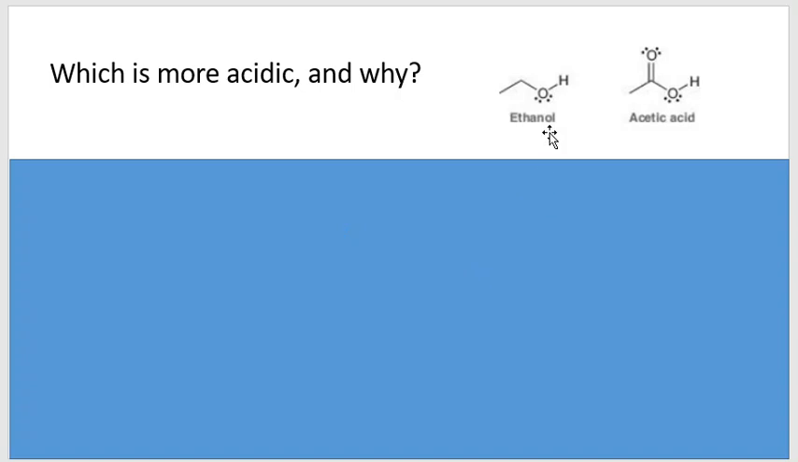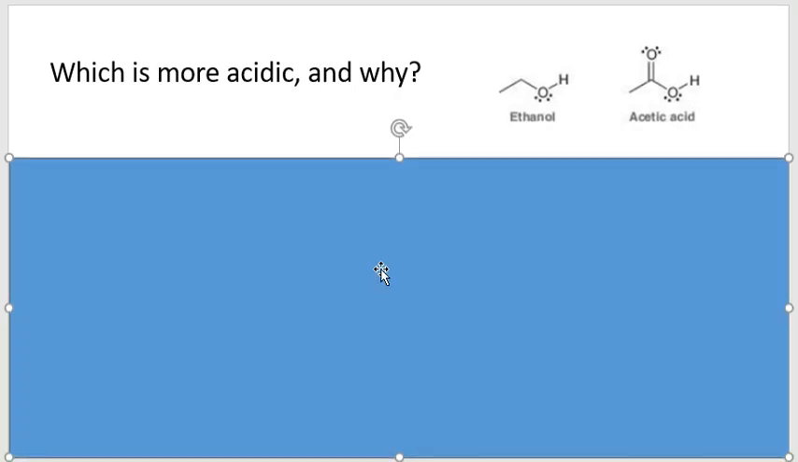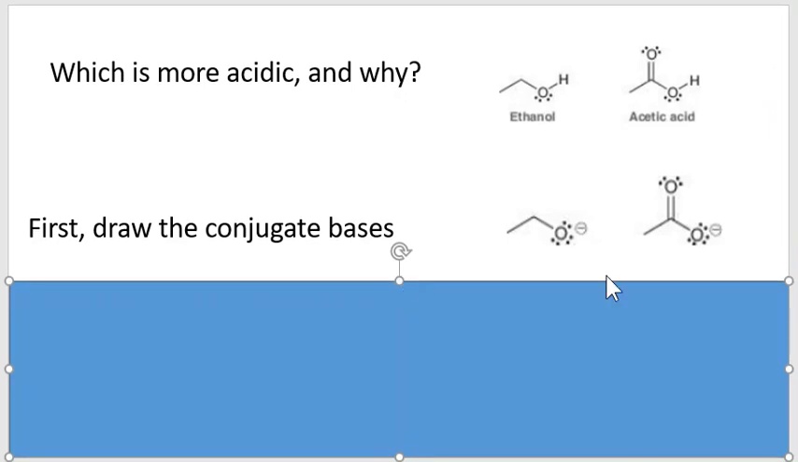So if we compare ethanol and acetic acid, the question would be, well, which is more acidic and why? In both cases, it's the proton that's directly bonded to the oxygen that's going to be most acidic. It's the question of which one of the two is actually more acidic. And so the first thing that you always do is draw the conjugate bases to compare. And so we end up with ethoxide and the carboxylate over here. We have the negative charge directly on the oxygen in both cases.